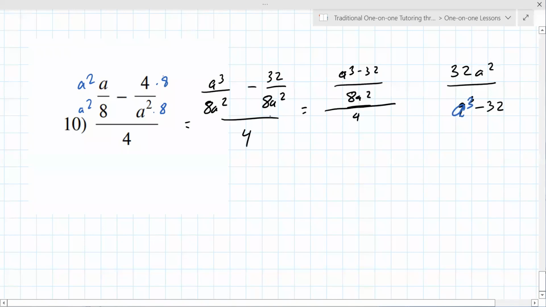This is another point I guess I hadn't mentioned yet: sometimes it's good to make that big fraction bar really big, make it really clear where the separation is between them. Okay.